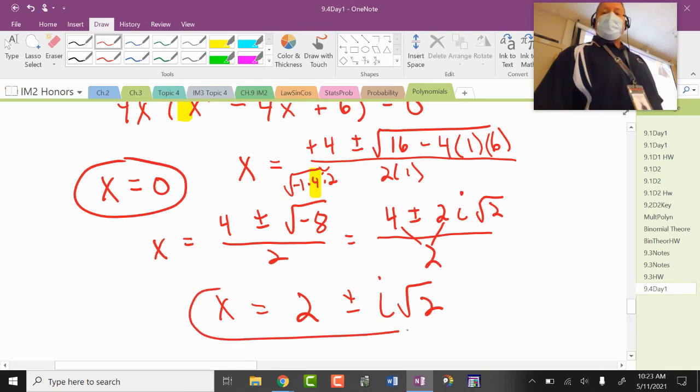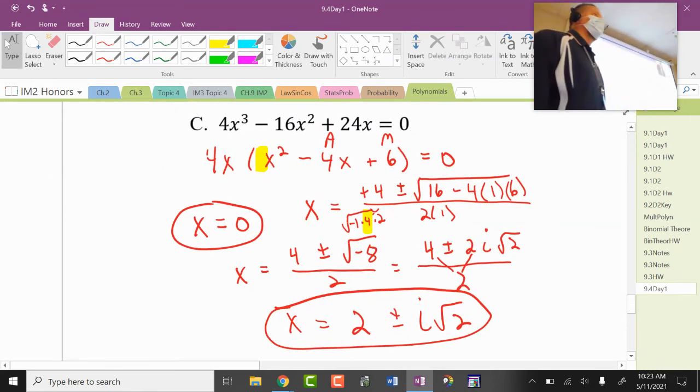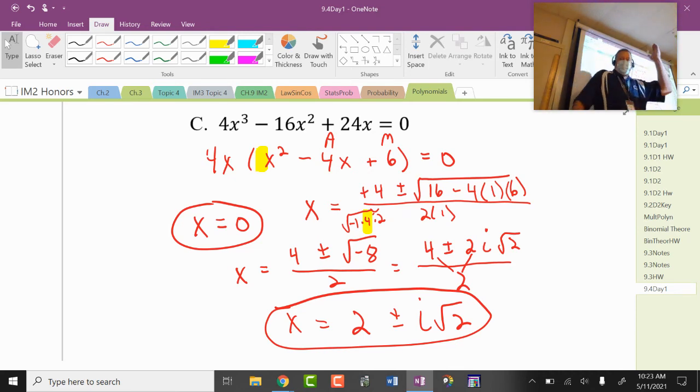All right, and then let's think about the graph for a second. How many times will this graph cross the x-axis then? Ooh. How many times will this graph cross the x-axis knowing it's a cubic that would look like this?